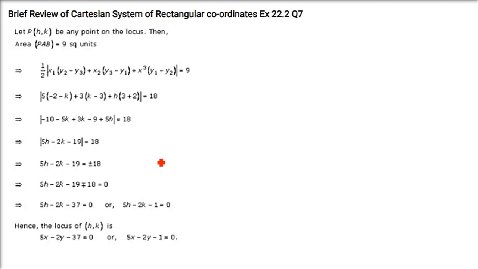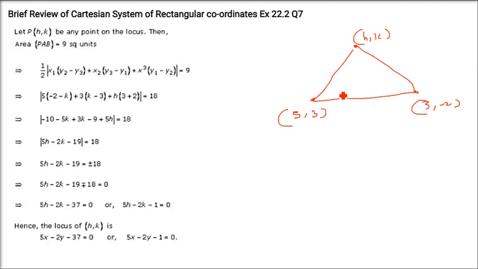So now we have 2 points. Basically we have 2 vertices of a triangle. The third vertex we will take as (h, k). So one is (pi, 3), the other is (3, -2), and this is (h, k). Now we know the formula of area. The area is 9 units.